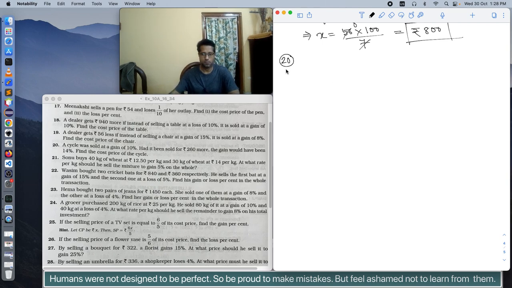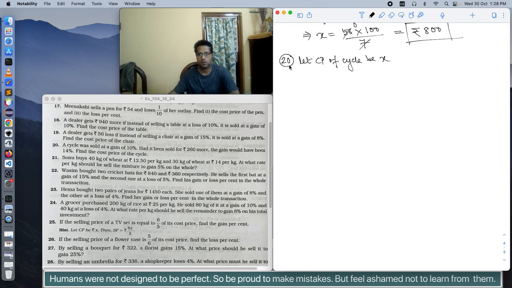problems. Okay, so let CP of a cycle be x. Actually it will be rupees x, but I am ignoring the rupees symbol. So we are assuming the cost price of the cycle to be x. Okay, now a cycle was sold at a gain of 10%.